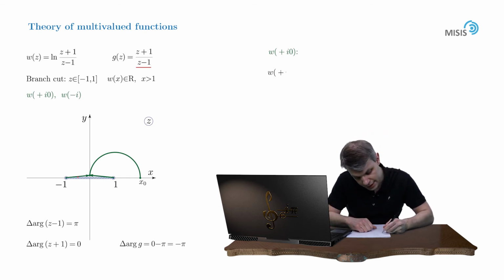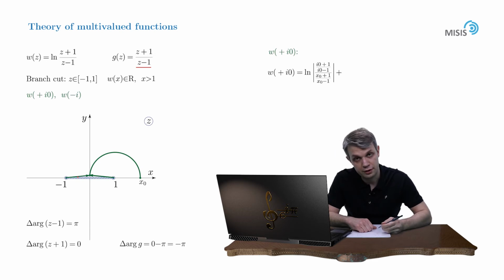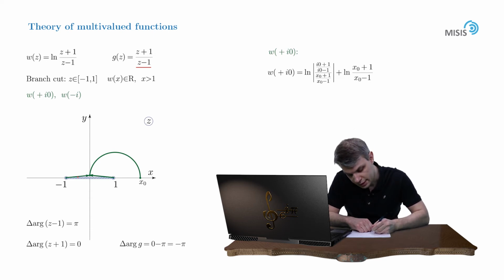Now we employ our standard formula for the regular branch of the log function. F of plus i0 is equal to the logarithm of the modulus of the ratio, where the numerator is (0 plus 1) divided by (0 minus 1), and the denominator is (x0 plus 1) divided by (x0 minus 1), plus the value of our function at point x0, log of (x0 plus 1) divided by (x0 minus 1) without modulus sign, and minus i pi.